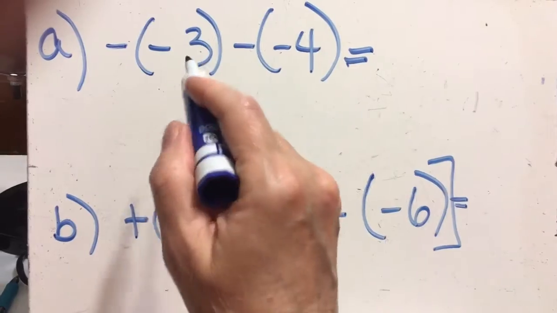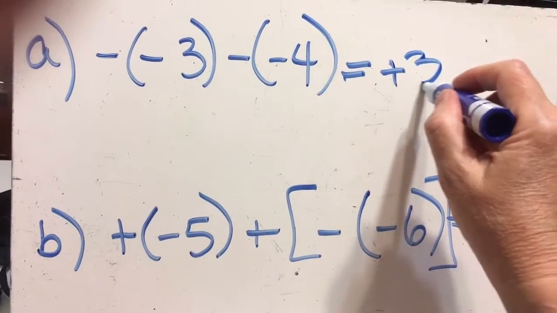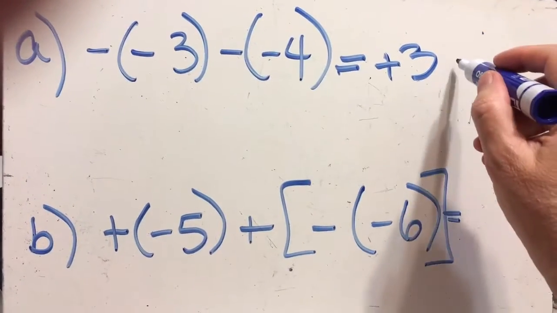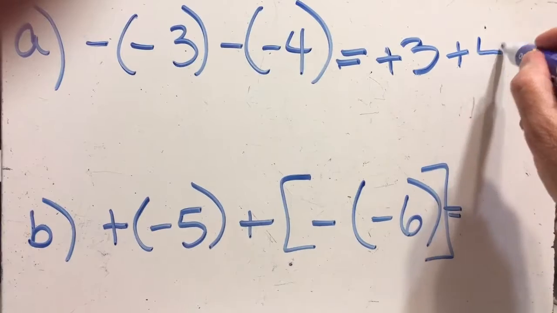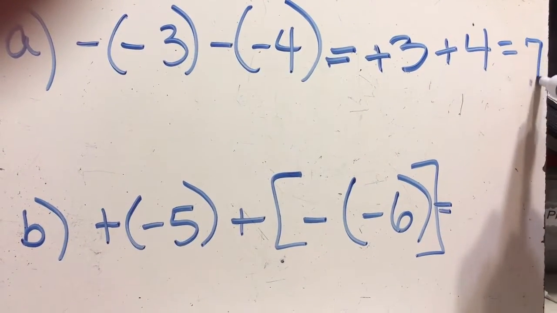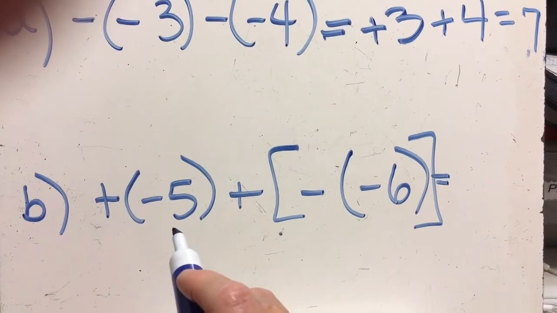The opposite of a -3 is a +3. And then the opposite of a -4 is a +4. So we end up with 7. Hopefully you got that on yours. This one is already written correctly.